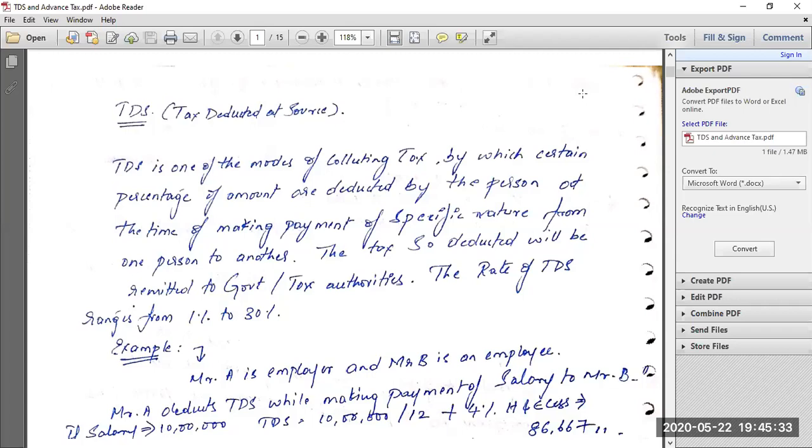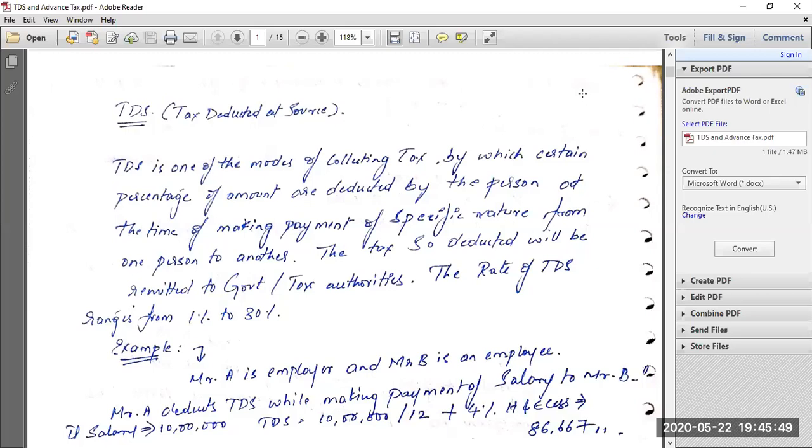In this chapter you have only problems related to TDS and advance payment. So only those theoretical concepts I will be explaining to you in detail. The remaining will be asked only for 2 marks. So let us start with the theoretical concepts related to TDS, or tax deducted at source.